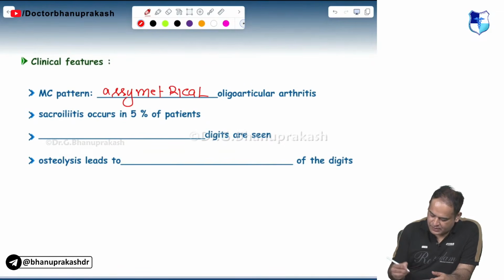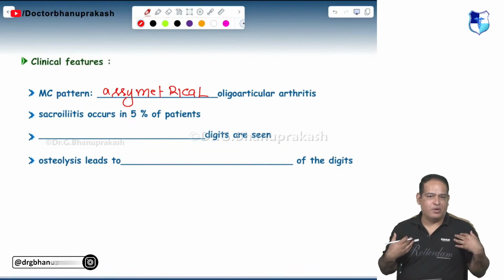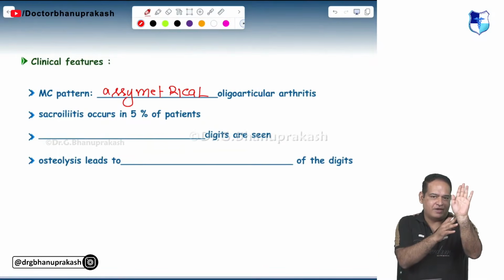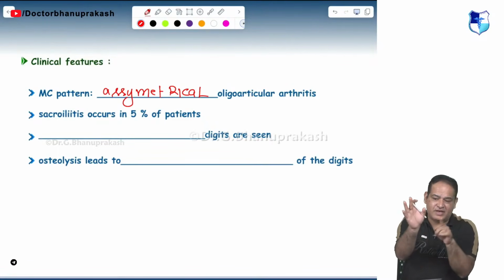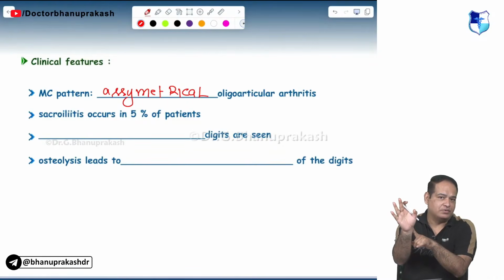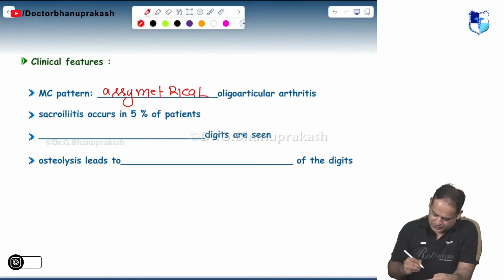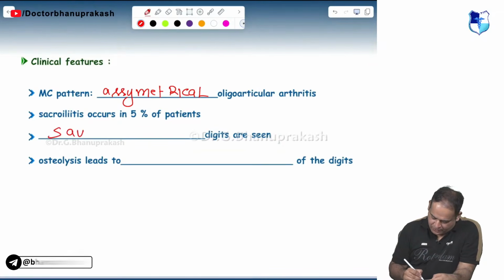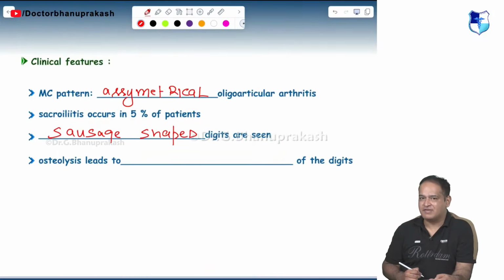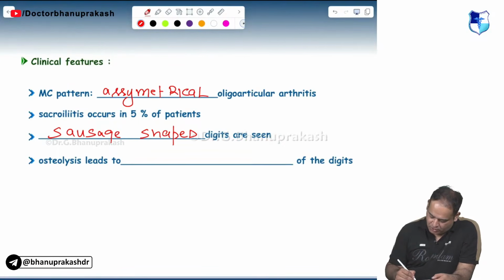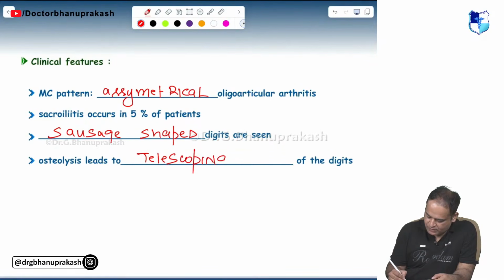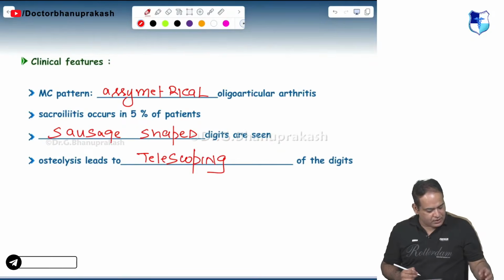Clinical feature: asymmetrical oligoarthritis. If I am your patient, and the left side wrist joint is involved, it is not necessary that the right will also be involved. Okay, so asymmetrical, with sacroiliitis. Now, sausage-shaped digits are seen. Sausage shape. Osteolysis leads to telescoping of the digits.